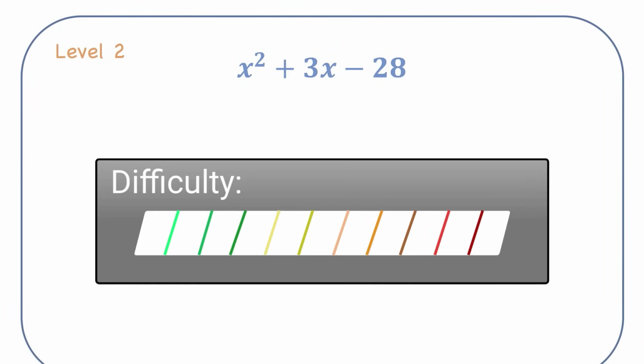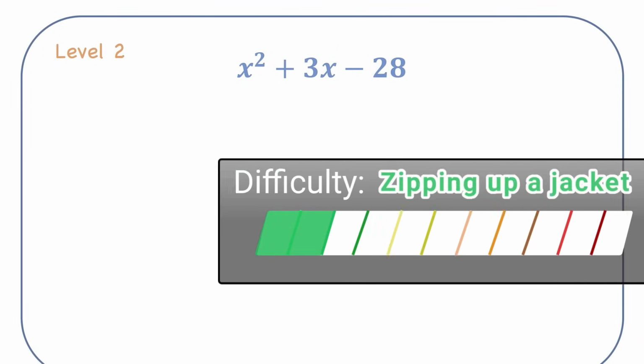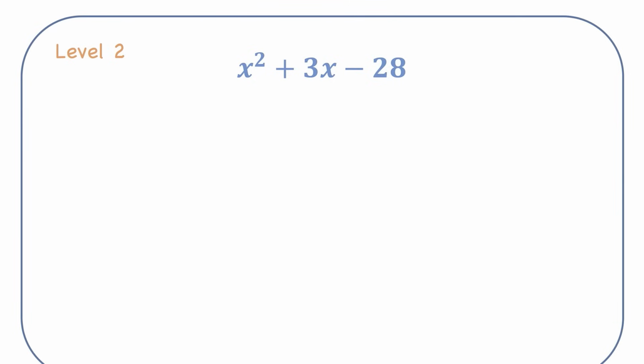Level 2. I have a quadratic trinomial where the a value, the leading coefficient, is 1. To factor this, I can use a sum and product factoring method, where I find a pair of numbers that have a product of the c value, negative 28, and a sum of the b value, which is 3. The numbers that satisfy that product and sum are 7 and negative 4. 7 times negative 4 is negative 28, and 7 plus negative 4 is 3.